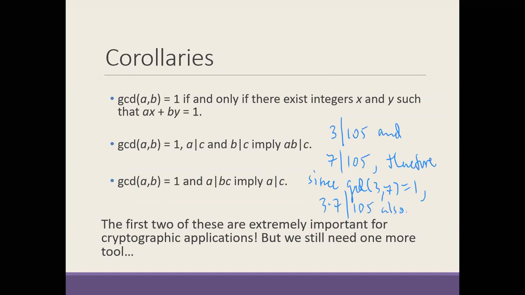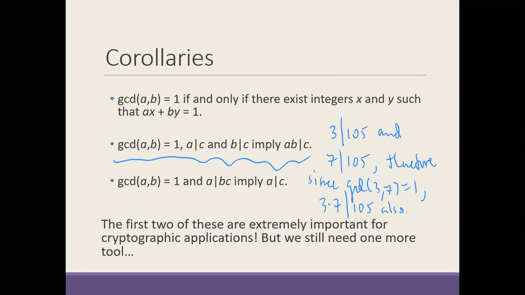That's what this is saying right here. If the GCD of 2 numbers is 1 and they both divide something, then their product also divides that thing. Their product will also divide that thing.